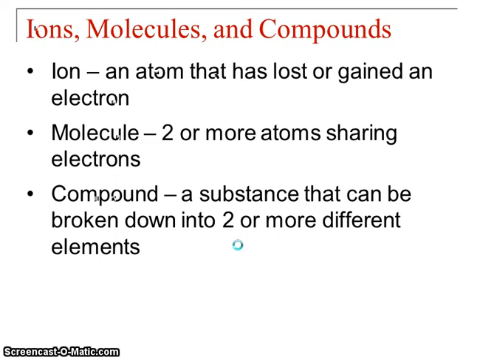Let's look at a couple different types of things that are made when we have different atoms bonding together. First, you can have an ion. Another word for an ion is an electrolyte. And that's an atom that's either gained or lost electrons. So there it has a charge. Like sodium would be Na+, potassium K+, chlorine Cl-.